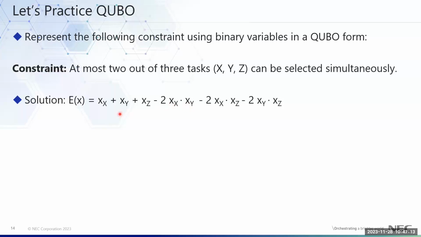So in this case, if let's say all three were selected, then this would be 1 plus 1 plus 1 minus 2 minus 2 minus 2. And if at least two were selected, then you would make sure that one of these were eliminated. So this would be a 0 only when two of these tasks are selected.